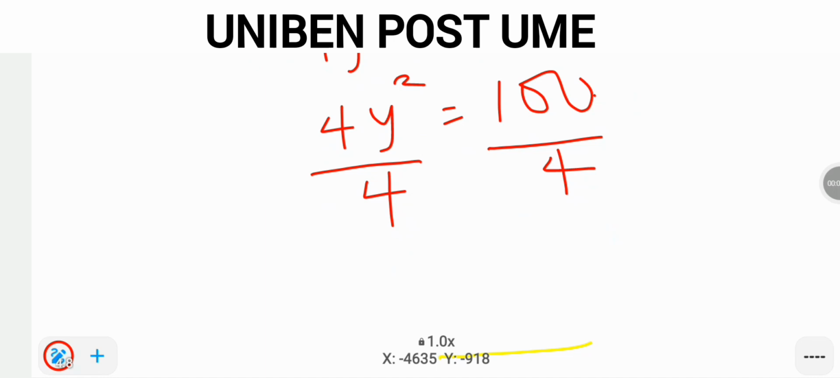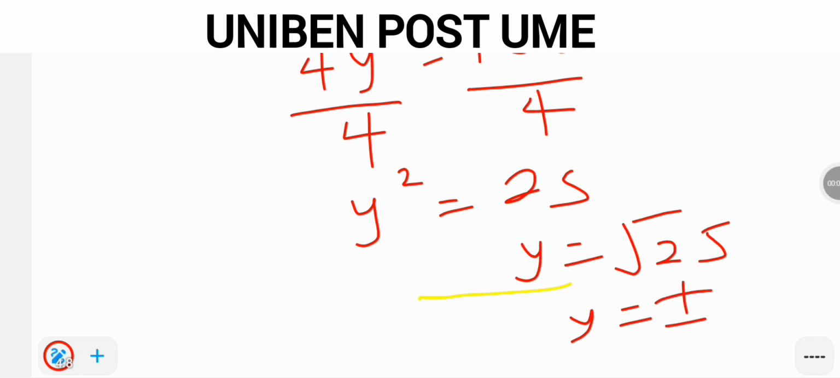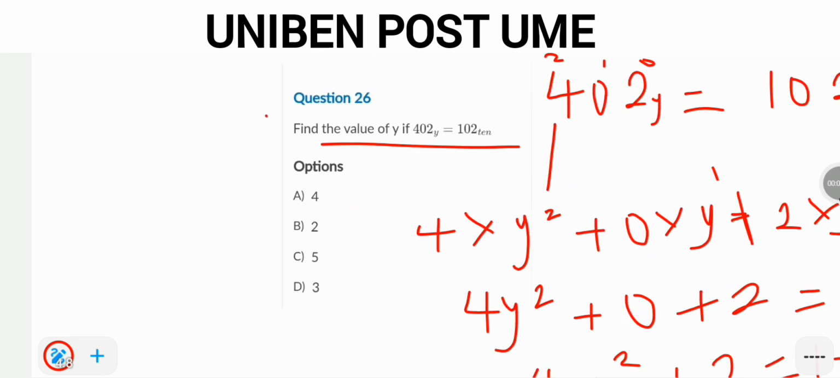If you do that, you get y squared. 100 over 4 will give you 25. From here, all you have to do is take the square root of both sides. So y will just be square root of 25. So y is plus or minus 5. But since a number base cannot be negative, the only answer is y is equals to 5, positive 5. So y is equals to 5 is the answer, option C.